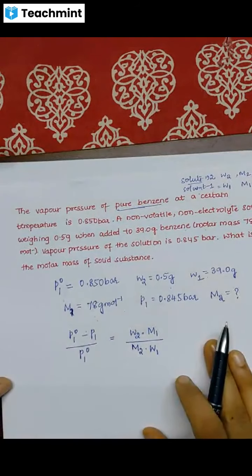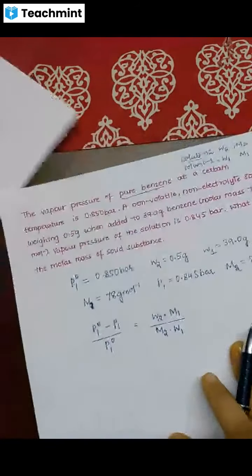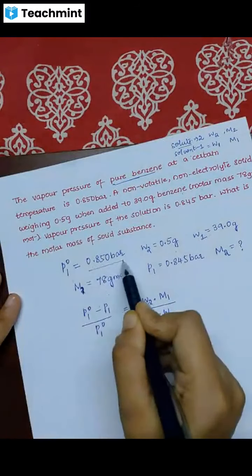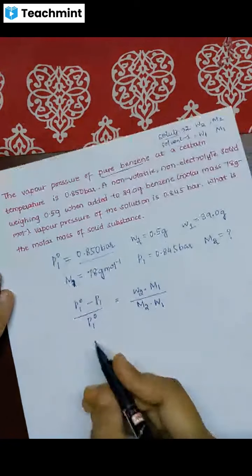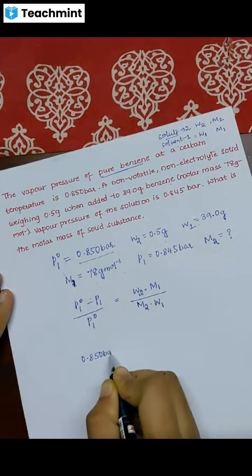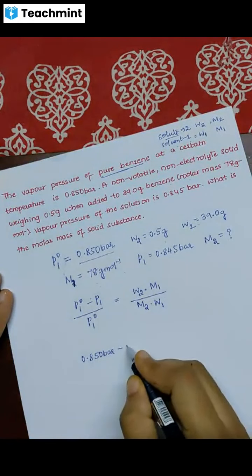Yes, now we will substitute here what is what. We have got the value of P1 naught. What is the value of P1 naught we have got here? They have given 0.850 bar. So we will substitute here 0.850 bar minus P1. What is the value we have got here?